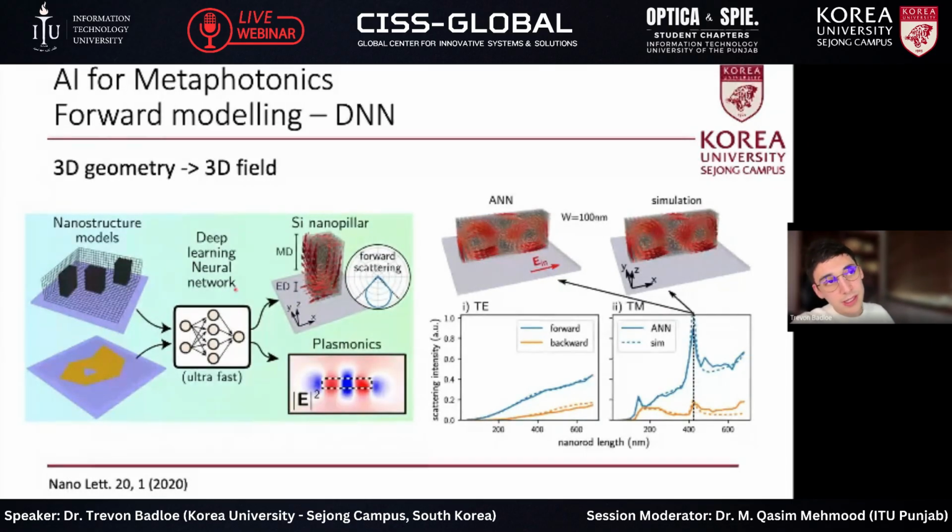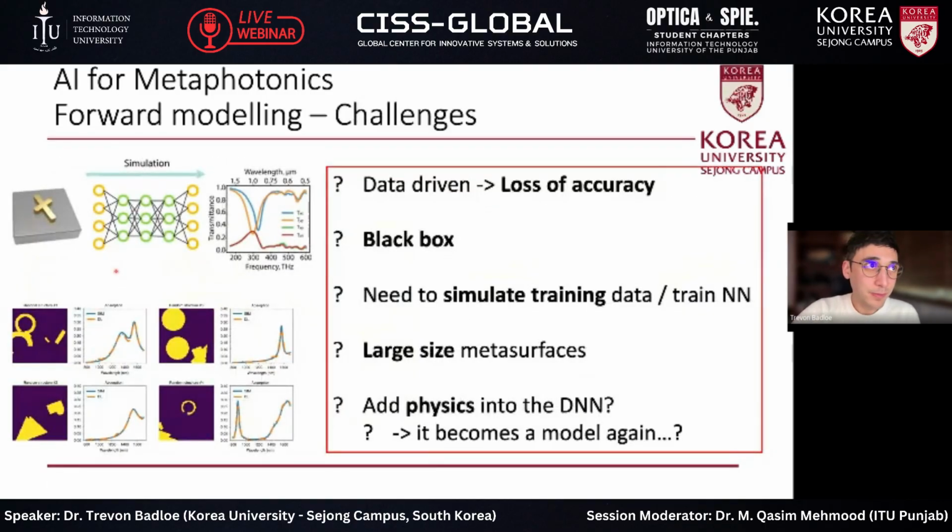And so we can see that this forward modeling has a lot of interesting uses in terms of raw speed, to just change from having to simulate one by one. We can then use these neural networks to simulate almost instantly.